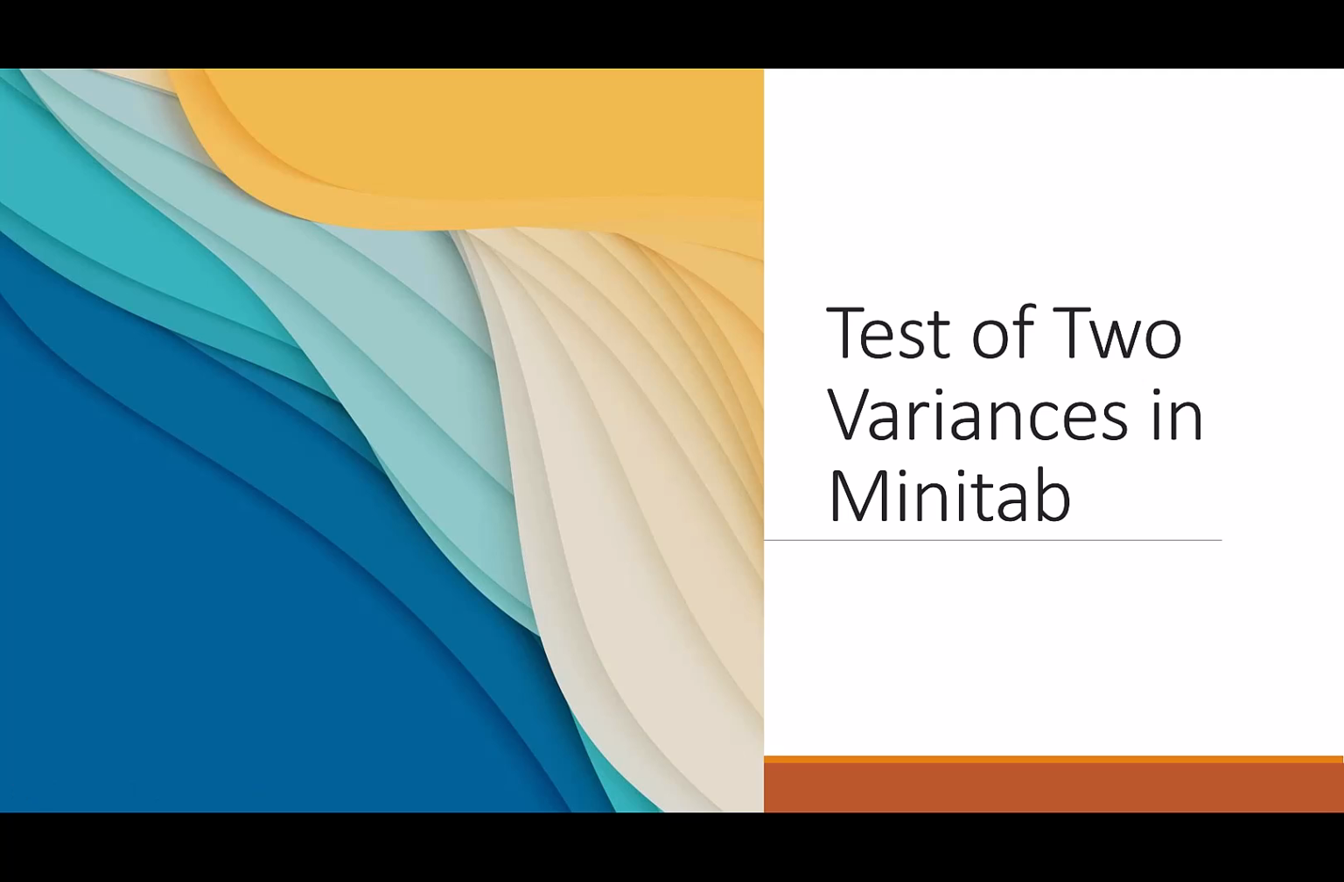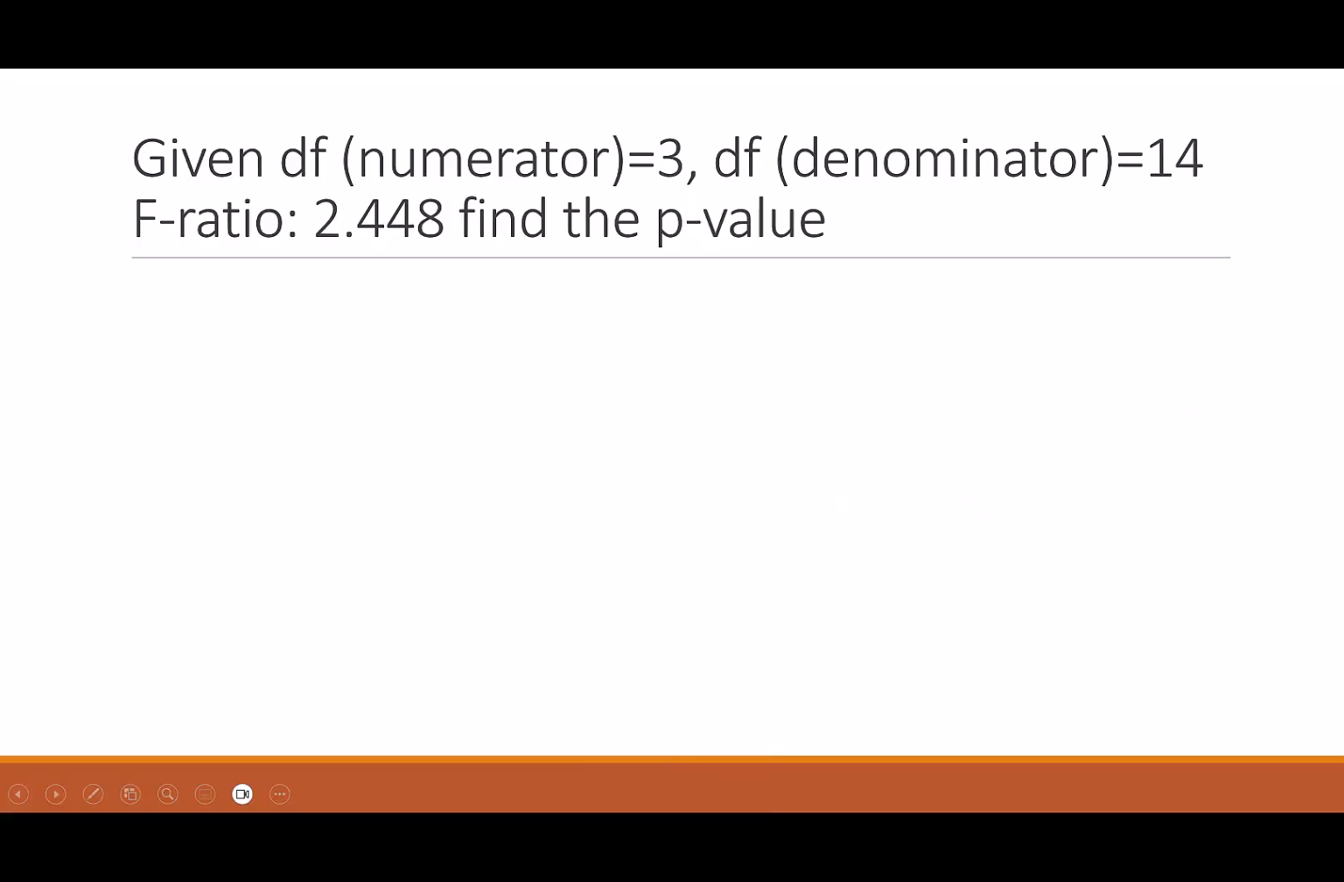Hi everybody, today we're going to look at the test of two variances in Minitab. We're going to start with just finding a p-value. So in this example, we have degrees of freedom in our numerator as 3, degrees of freedom in the denominator as 14, and an F ratio of 2.448. We're going to find the p-value given we're doing a right-tailed test.